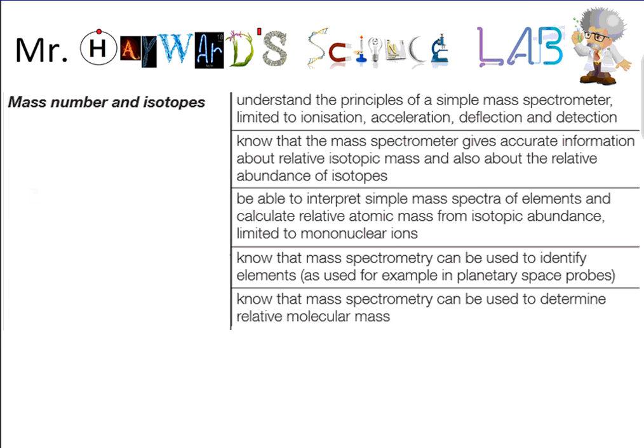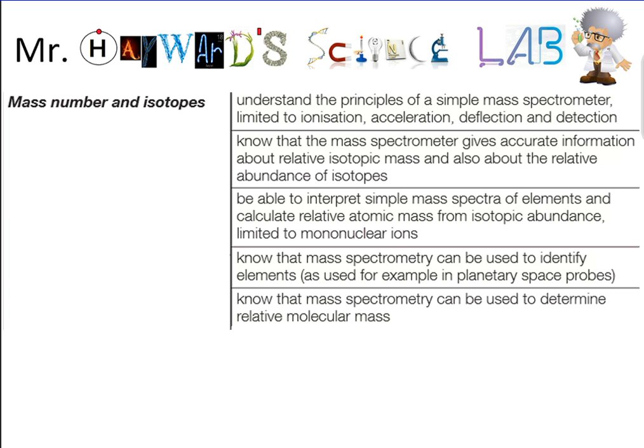Okay, now I just want to look at what AQA actually says you need to know. So you need to understand the principles of a simple mass spectrometer, limited to ionization, acceleration, deflection, and detection. So we did that at the start. Now, the mass spectrometry gives accurate information about relative isotopic masses and also about the relative abundances of isotopes. So that's when we looked at the mass spectrum, and we saw the different parts there. Be able to interpret simple mass spectra of elements and calculate the relative atomic masses from isotopic abundance limited to mononuclear ions. Okay, so that's what we did for neon.